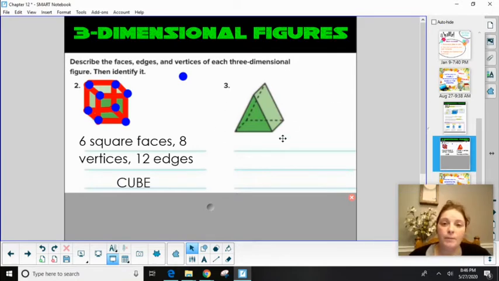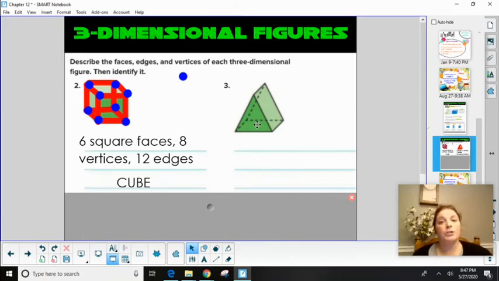All right, number 3. Let's identify this guy, but first, let's count up all the faces, edges, and vertices. All right, let's do the faces. My congruent parallel faces are called the bases, and I see that they are triangles. I have one up front, one in the back. So that's 2 faces, the 2 triangles. And then I have a rectangle over here on the right. I have a rectangle on the left, and I have a rectangle on the bottom. So that's a total of 5 faces.